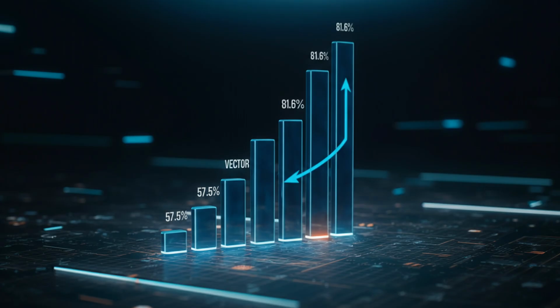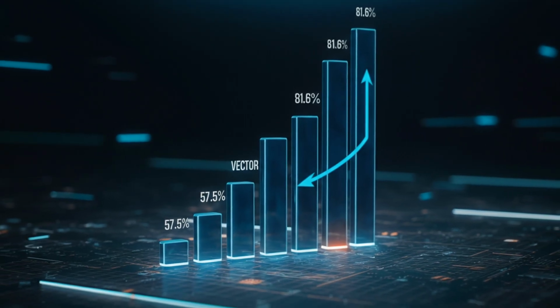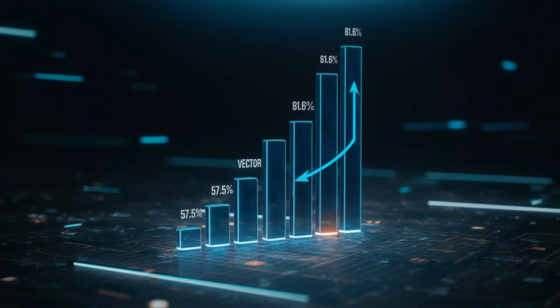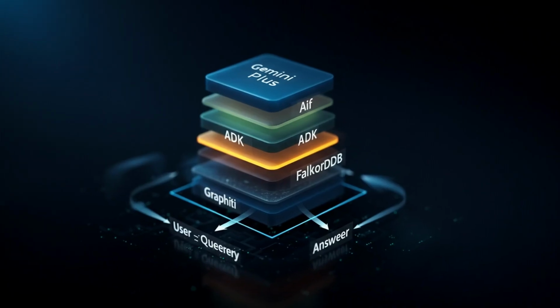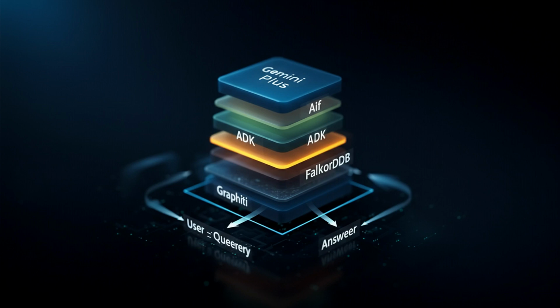The numbers back this up. In FalkorDB's own benchmarks on complex, multi-hop enterprise queries, traditional vector RAG hits about 57.5% accuracy. Swap in graph RAG powered by a temporal graph, and you jump to over 81%. Same language model, same questions, just replacing fuzzy vector hops with deterministic graph traversal. That is a 24-point gain without touching the model weights. This is not a tiny optimization, it is an architectural shift.